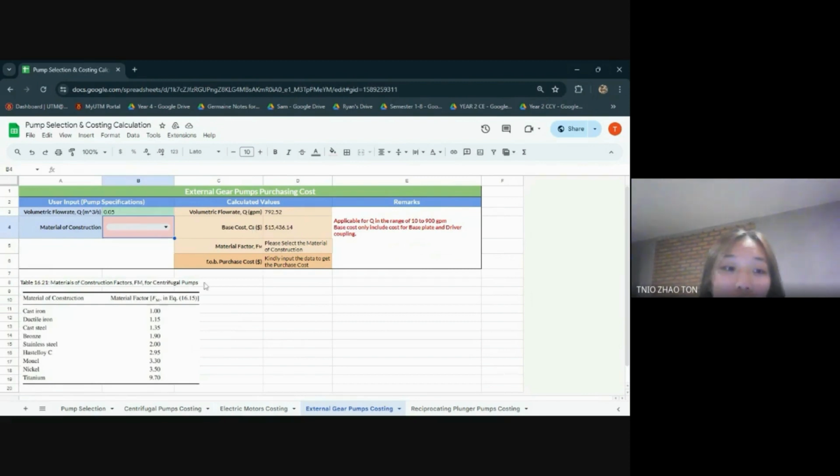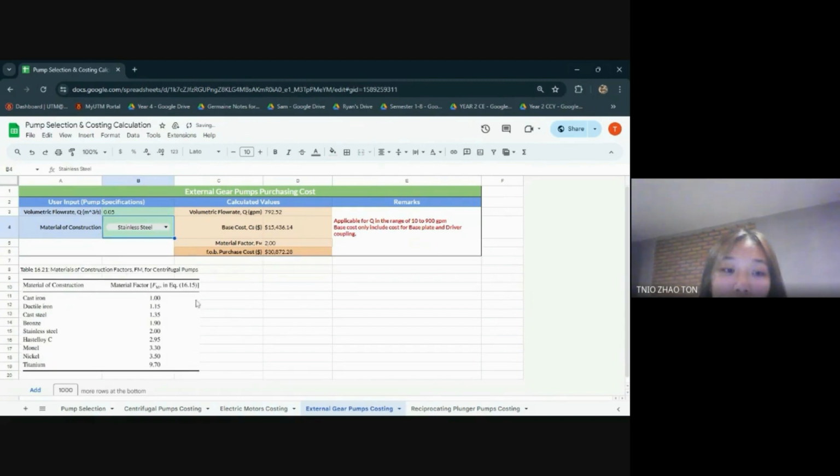After that, we need to choose the material of construction. Let's say we choose stainless steel. Then from the table, the material factor FM is at 2. So directly we will get the FOB purchase cost here.